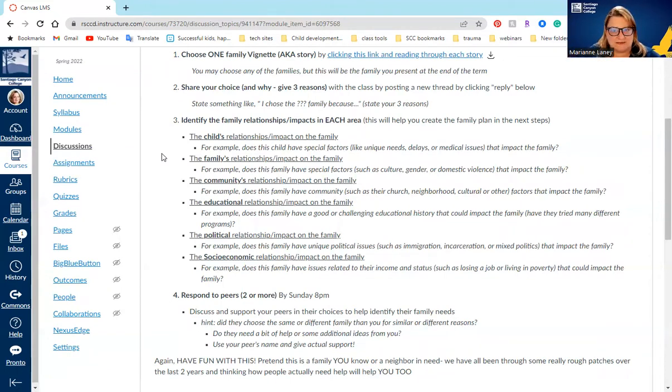Nobody's exactly the same. And there are factors as you're working along with a family. Say you've known this family for 3 years, and then all of a sudden you learn something new about them. That happens. So again, you're going to answer the child's relationship or impact on the family. Maybe him and the dad get along, or they don't.